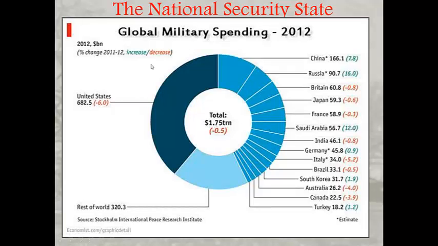We do account for most of the global military spending, right? The entire rest of the world is 320 plus these guys, right? And our next closest rivals, Japan, Russia, and China, couldn't even equal less than half of our military spending, even if they wanted to.